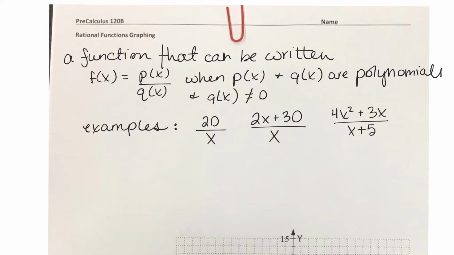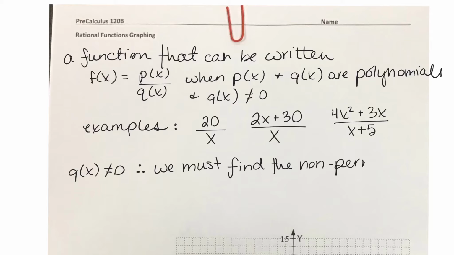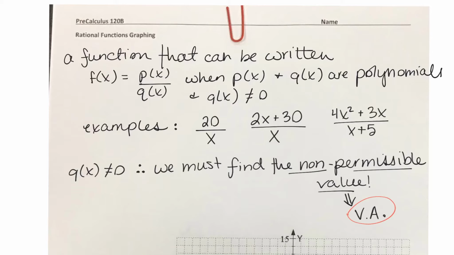So q of x, let's take note, q of x cannot be 0. Therefore, we must find the non-permissible value. And do you want to take a shot in the dark at what it's going to do? It's going to cause a vertical asymptote. You are right.